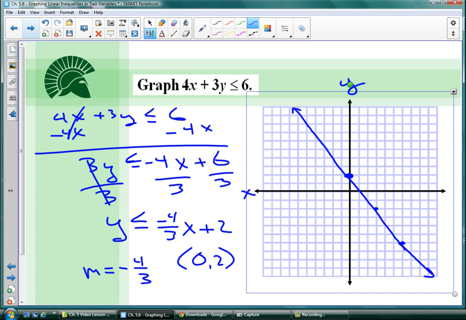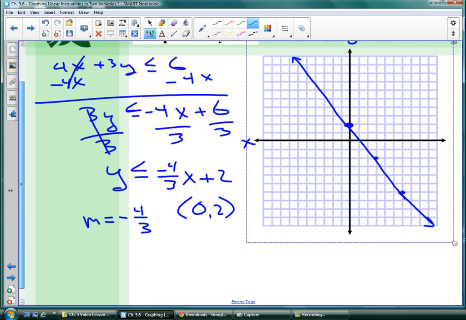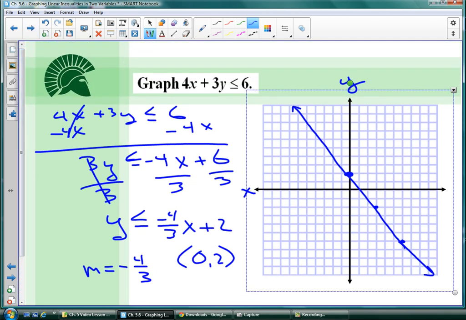Now I need a test point. So for me, since I like to make my life a little bit easier, I'm going to pick 0, 0. Because it's not on my boundary line, and that's very important. I don't want to pick a number on my boundary line. I want to pick it in one of the half planes. Okay? So I'm picking 0, 0.